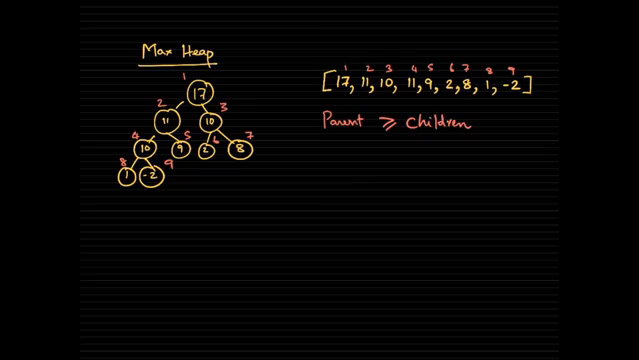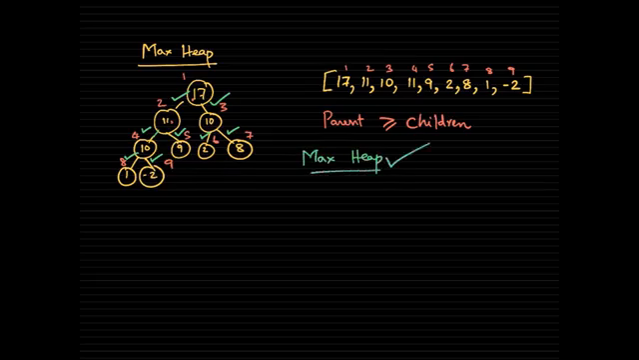So here 17 is greater than or equal to 11, 17 is greater than or equal to 10, 11 is greater than or equal to 10, 11 is greater than or equal to 9, 10 is greater than or equal to 2, 10 is greater than or equal to 8, 10 is greater than or equal to minus 1, 10 is greater than or equal to minus 2. All right, so this is indeed a max heap.